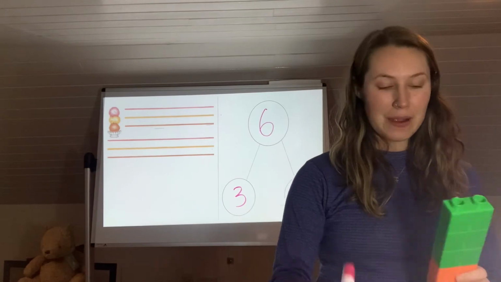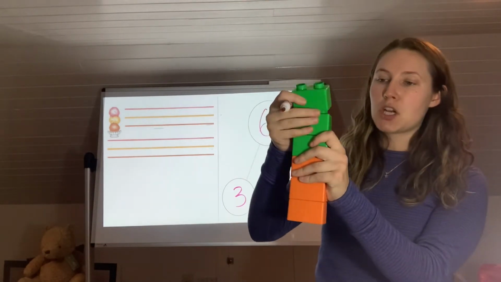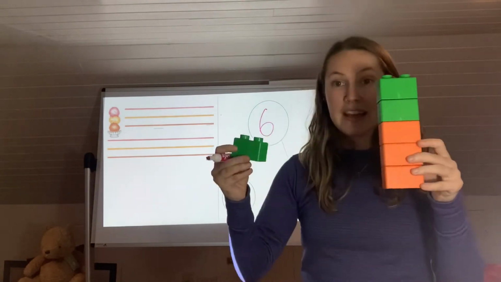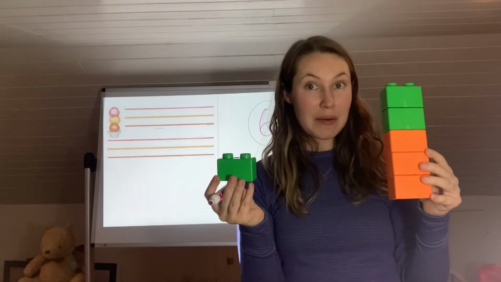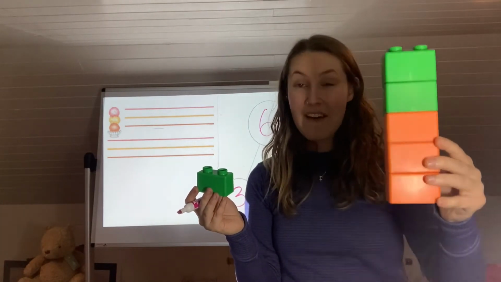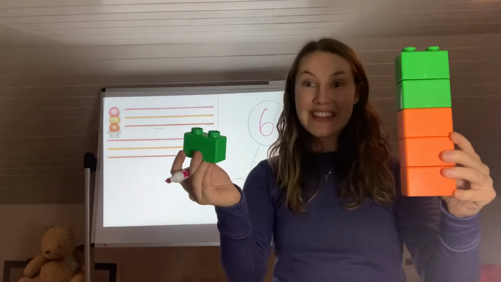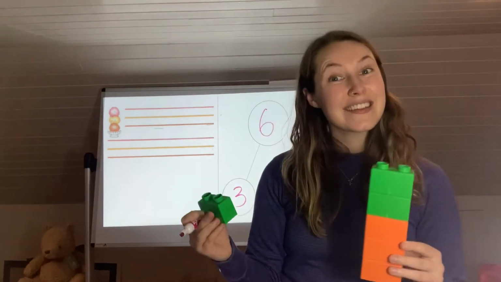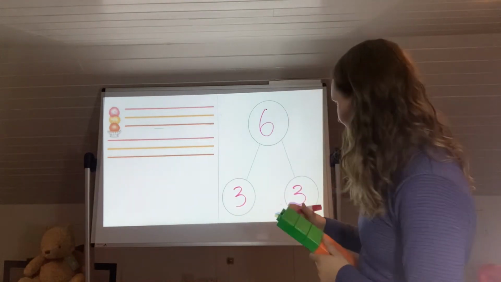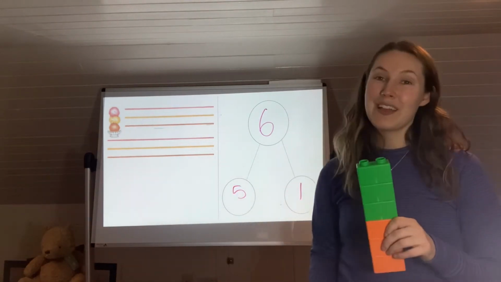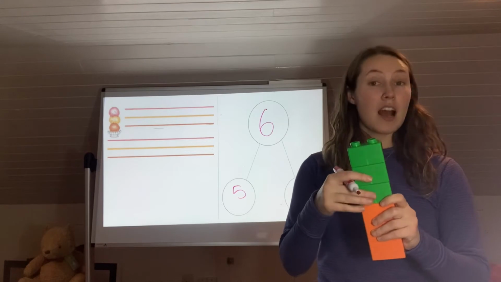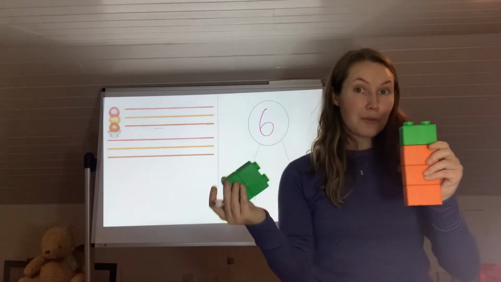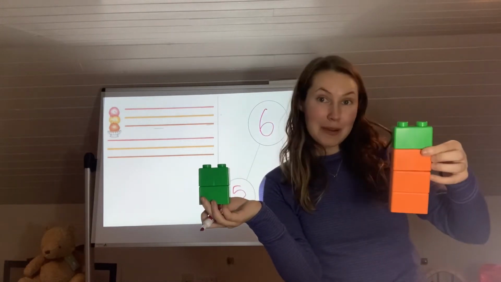Let's think of another way. What if I took 1 block off? Now I still have 6 blocks in my hands, but in one hand I have 5, and in the other I have 1. So 5 and 1 is another way that I can make 6. 5 and 1. Let's try another way. This time I'm going to take 2 in one hand, and how many do I have in this hand?